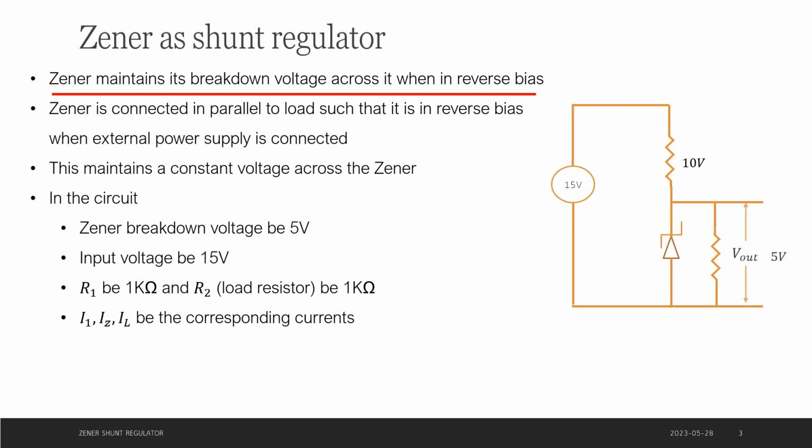In order to obtain our output of 5 volt, we need a Zener diode with a breakdown voltage of 5 volt. Let us consider the following circuit shown with a 15 volt supply. Let the series resistor be 1 kilo ohm and the load resistor be 1K. The corresponding currents are I1 flowing through R1, IZ flowing through the Zener, and IL flowing through the load.